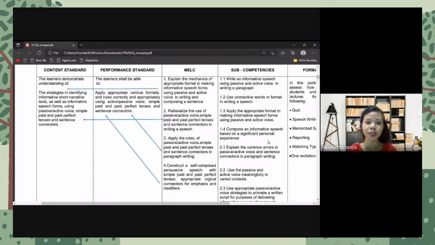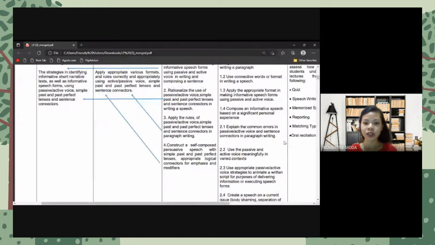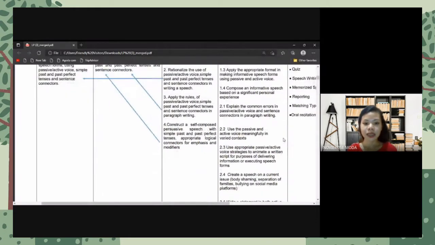So number two, MELC, is rationalize the use of passive and active voice, simple past and past perfect tense, and sentence connector in writing a speech. So we have here four sub-competencies. First is explain the common errors in passive and active voice and sentence connector in paragraph writing.